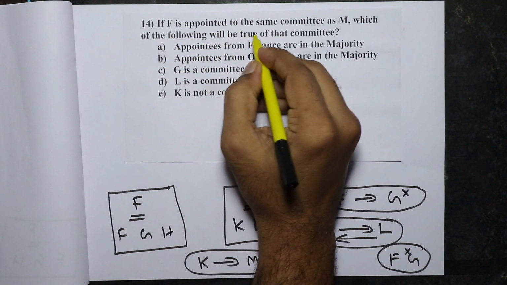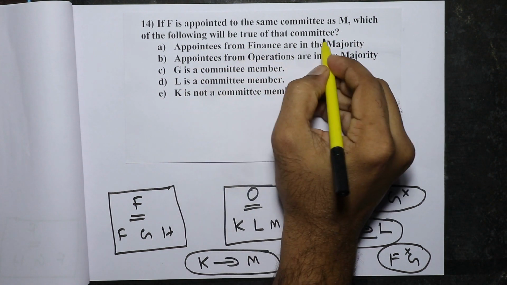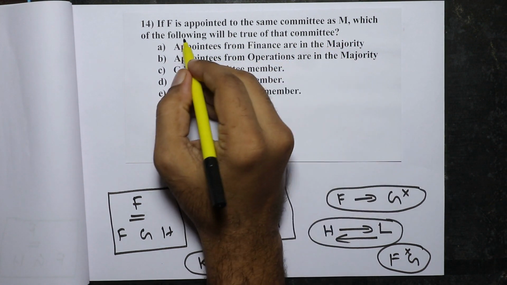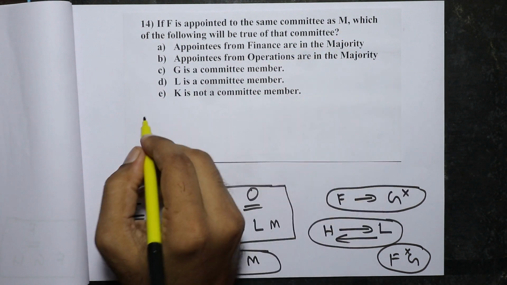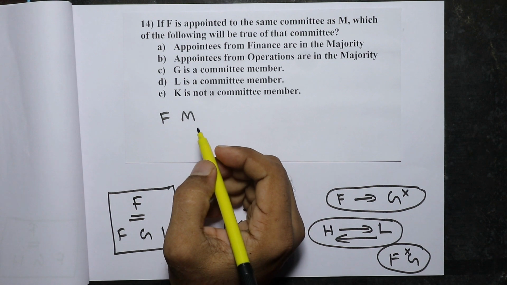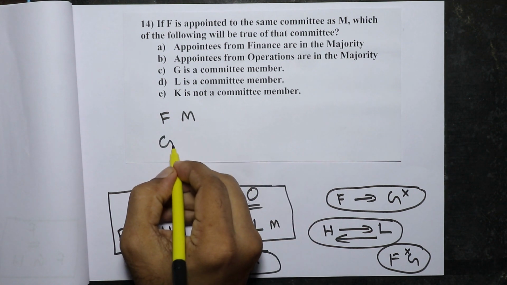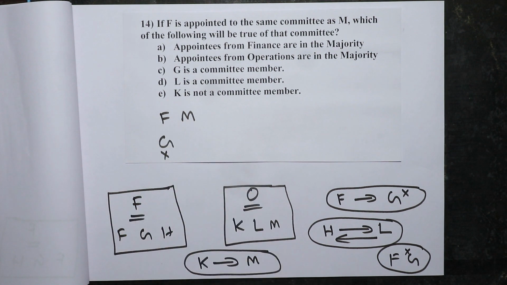If F is appointed to the same committee as M, which of the following will be true of that committee? So both F and M have been appointed. Now we'll find out the third person. The third person cannot be G because both F and G cannot be appointed. So it cannot be G.